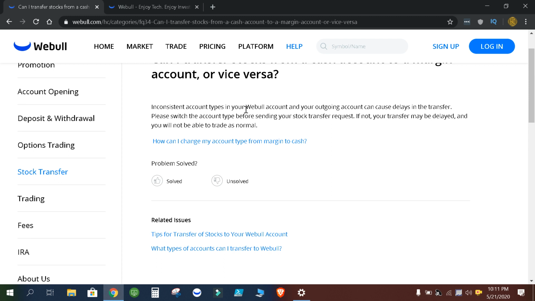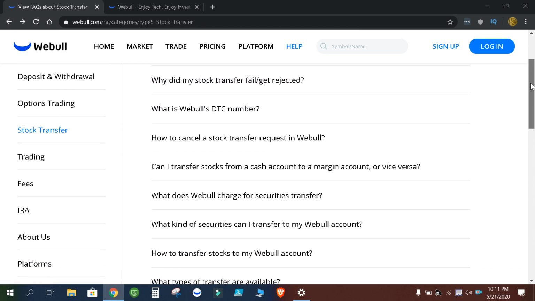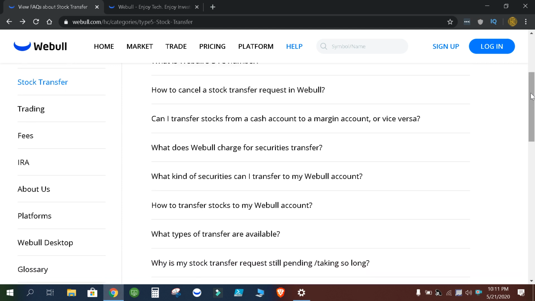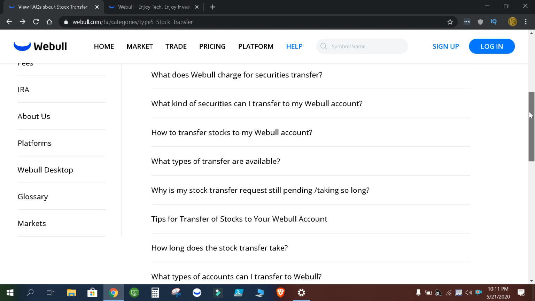Let me see here. Switching to stock transfer request. Please switch the account type. Yeah, okay, so they want you to switch your account type before sending your stock transfer request, but you can do it. So that's probably not something a lot of people are going to be doing. I just want to touch on the major ones that the majority of people use.